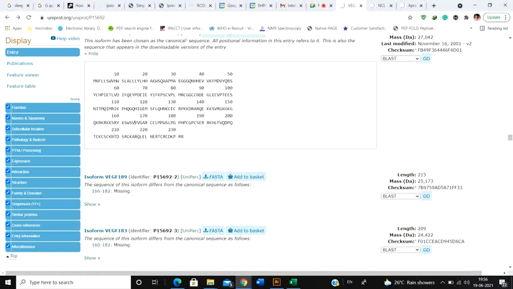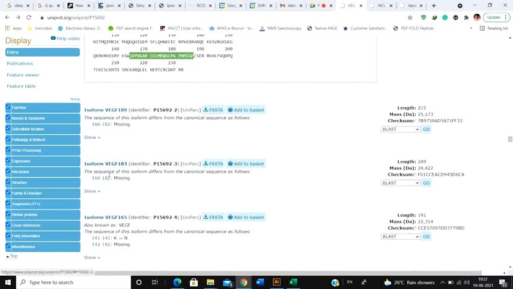So that means this particular residue, this is 168. So 1, 2, 3, 4, 5, 6, starting from here till 188. So this particular stretch is missing. So this is the other isoform. Then you have another isoform, and in this particular isoform, 160 to 182 is missing.